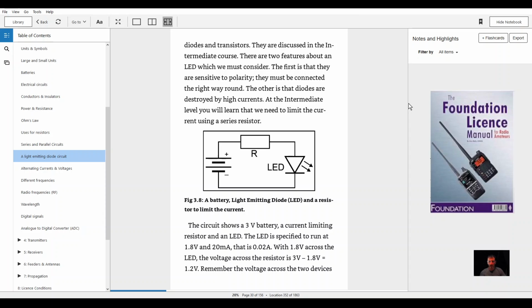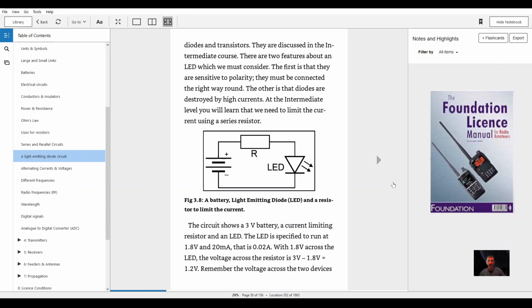Figure 3.8. A battery, light emitting diode, LED, and a resistor to limit the current. So there's the LED, there's the resistor, and the battery. The circuit shows a 3 volt battery, a current limiting resistor, and an LED. The LED is specified to run at 1.8 volts and 20 milliamps. That is 0.02 amps.